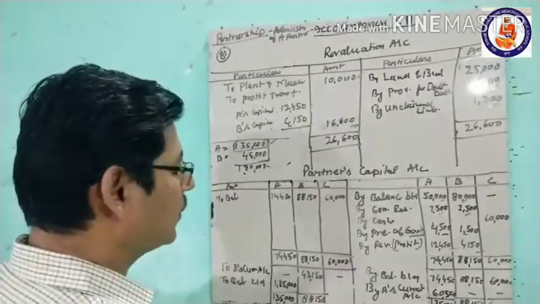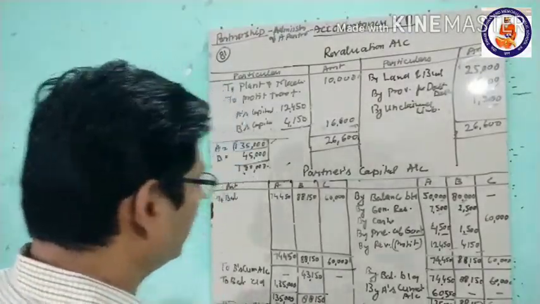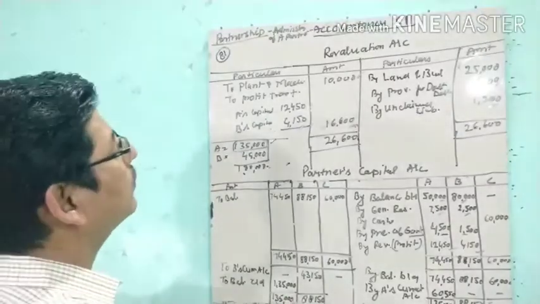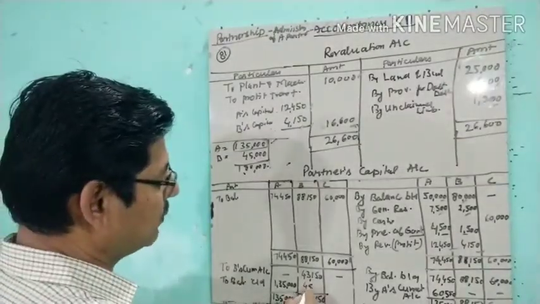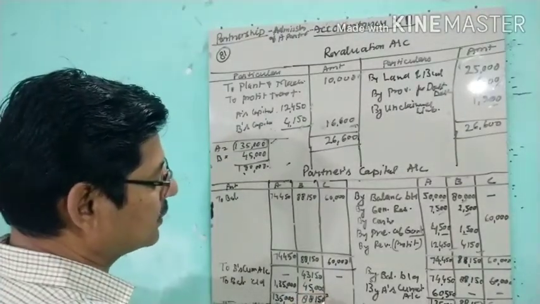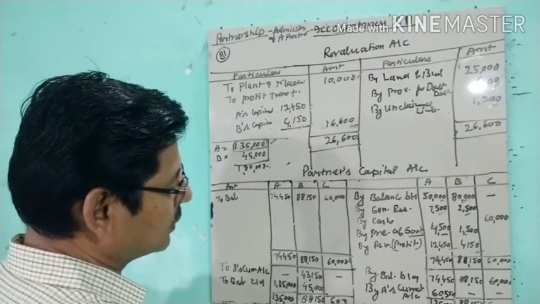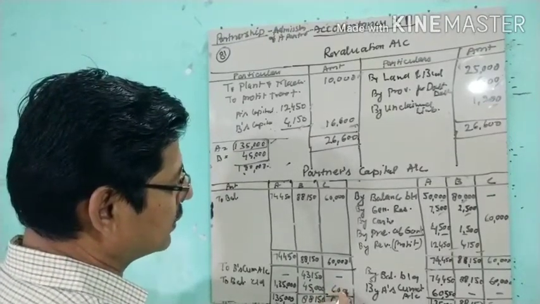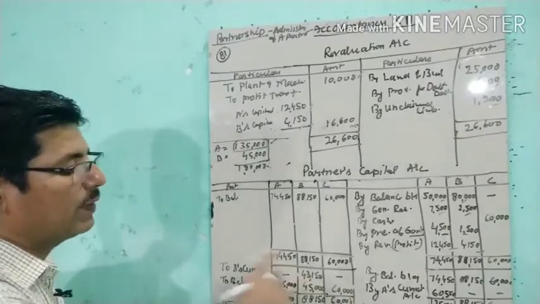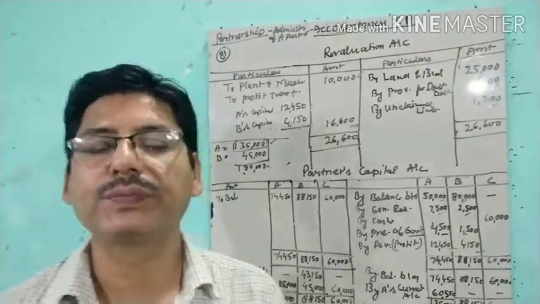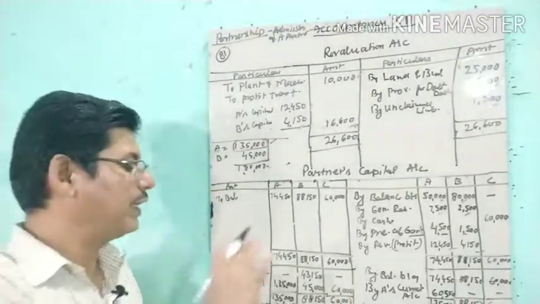Okay. So how much is the balance now? 45,000 balance is there. C's capital account 60,000, his balance is 60,000. So this is the balance of their capital. Okay. This way we can adjust the capital.